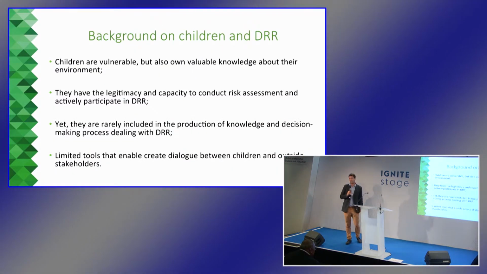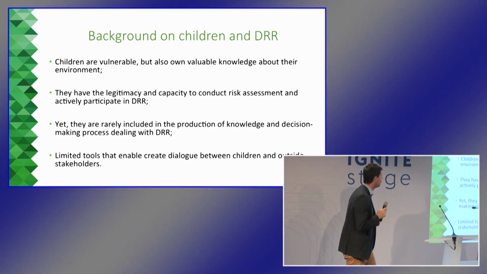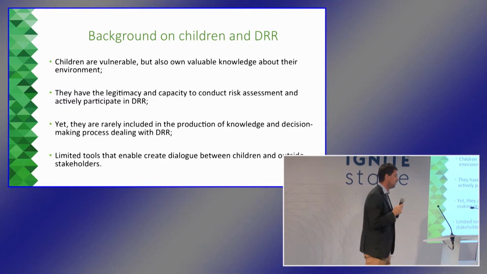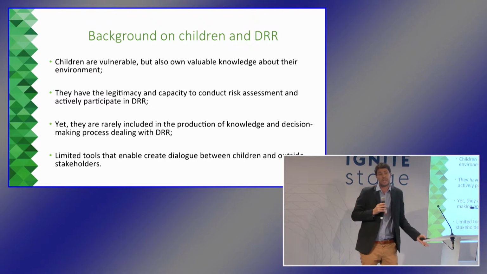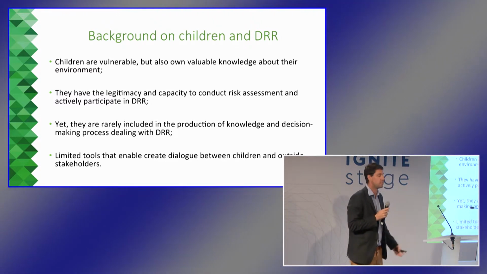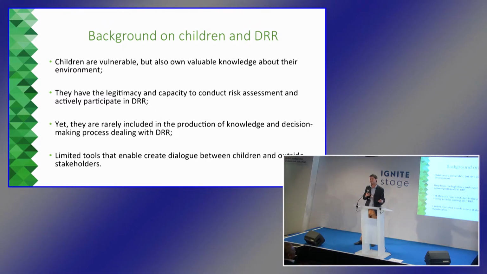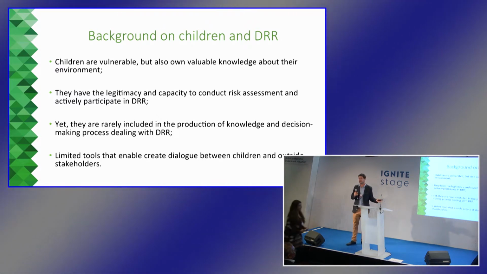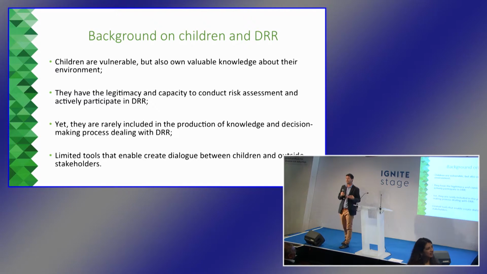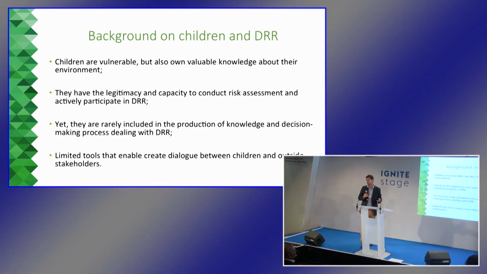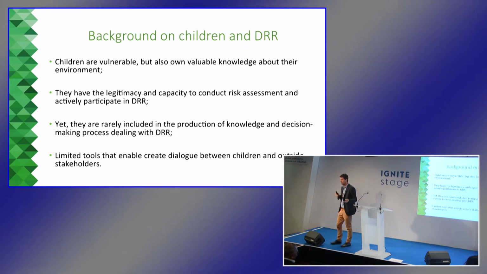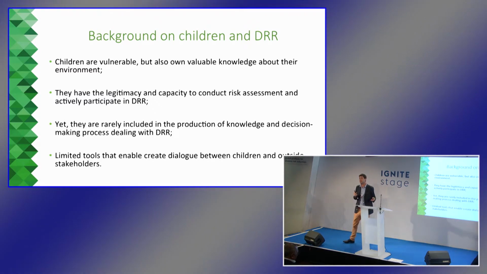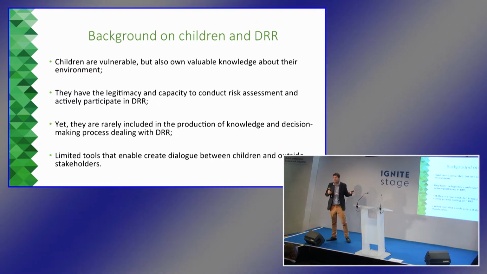So, a quick background on children and DRR before I dive into using Lego. First, we all know that children are vulnerable. We all know that they are disproportionately affected when disasters strike, but children are not passive victims and they are not resourceless. They actually have knowledge about their surrounding environment. As Anthony was pointing out, they are aware of who's vulnerable in their communities, the people who have disabilities, the elderly people, and so on. They also know about hazards, about past hazards that may have affected the communities. They also know about the resources within their community and the capacities that exist where they live.